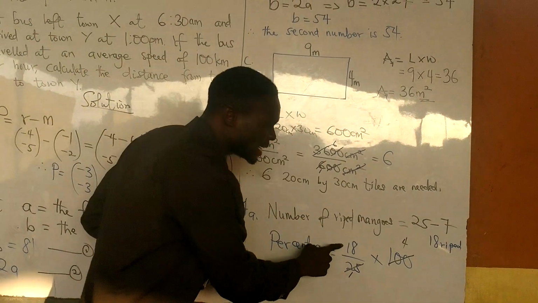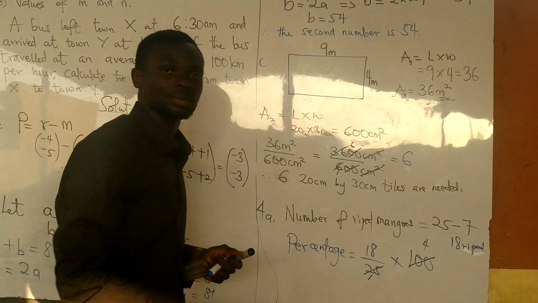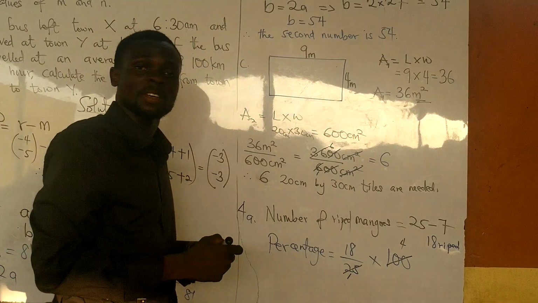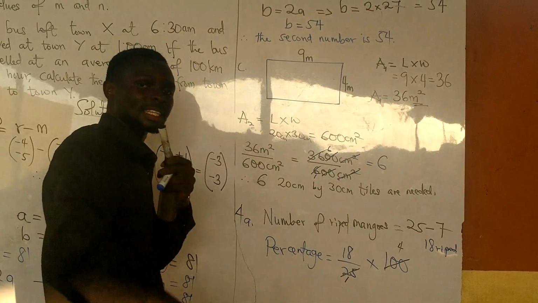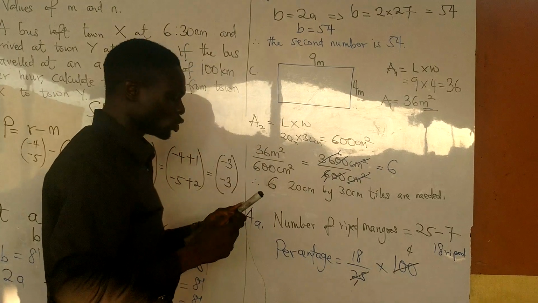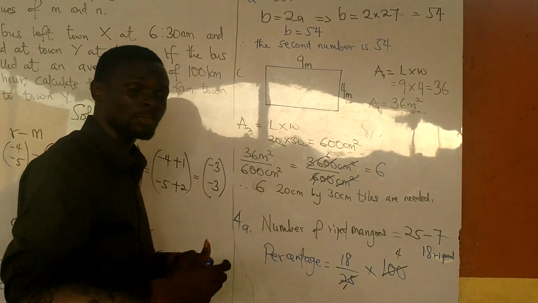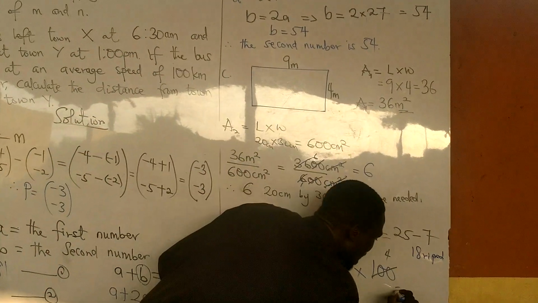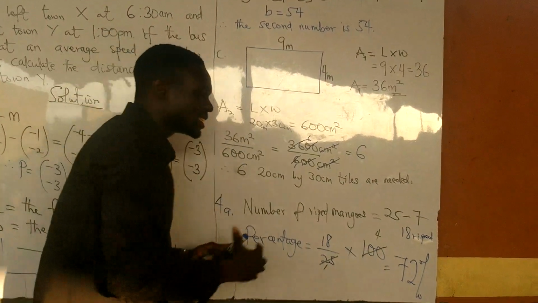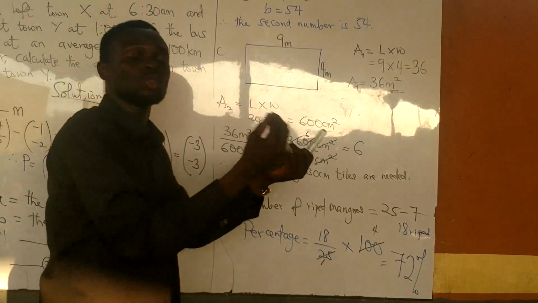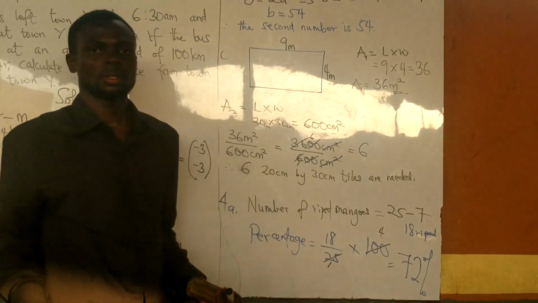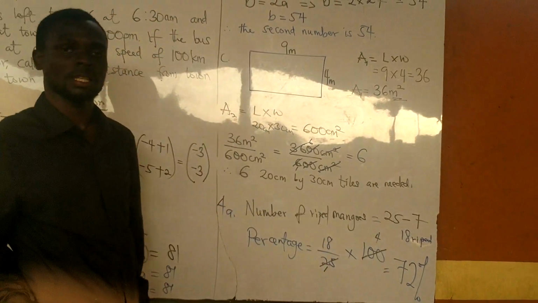Then you have 18 times 4. Now 8 times 4 gives you 32. Then the 3 becomes a remainder, giving you 72%. So in terms of percentage for the ripe mangoes, we have 72%. So this means that 72% of the mangoes are ripe. And this is how you calculate for the percentage.